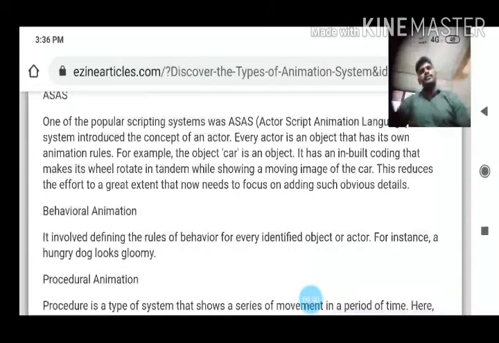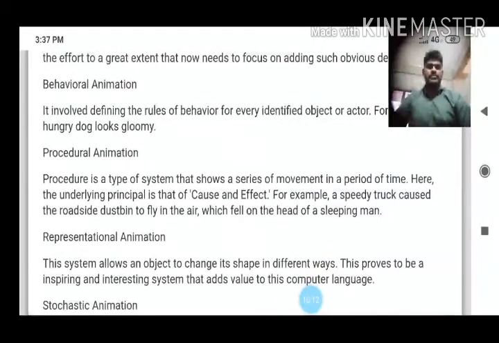So simply I want to tell you, ASAS is an actor scripting animation language. It has rules and regulations. Every object has its own rules. And in the scripting language, we mention everything: how to do, what to do, when to do, about the actions of the actor. The actor is nothing but an object. Okay, this is about the scripting system.